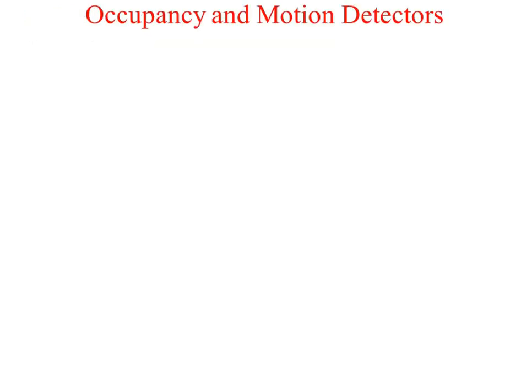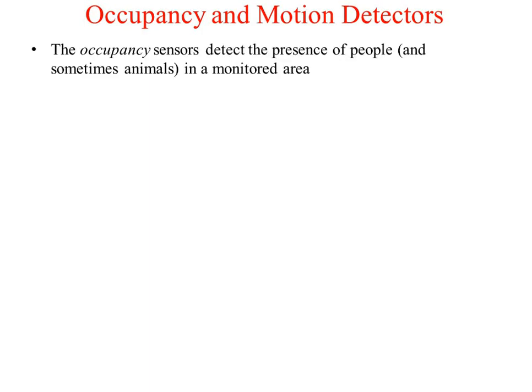So we'll be starting with occupancy and motion detectors. First you need to understand what we mean by occupancy. Occupancy means you want to detect whether any person or animal is present in the monitored area. Suppose you are monitoring a room, and if any person or intruder, in the sense of a thief, is there, you want to notice or observe it with the help of sensors.